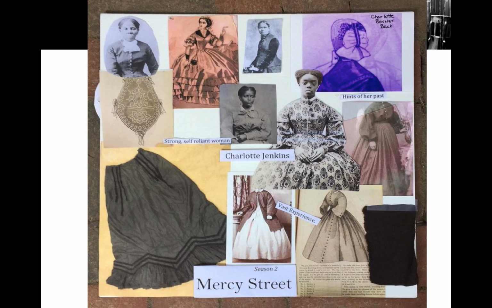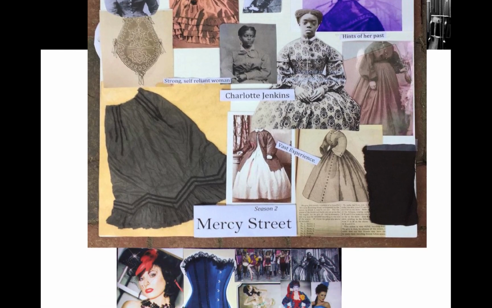Another one here. So this one is very different. You see there are words like strong, self-reliant woman, hints of her past, and then there's a collection of photos. And look, there's a fabric swatch here as well to help you understand the textures associated. So it's literally just anything that helps to convey these ideas.